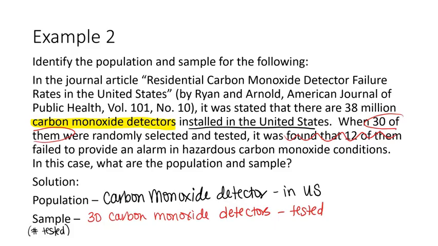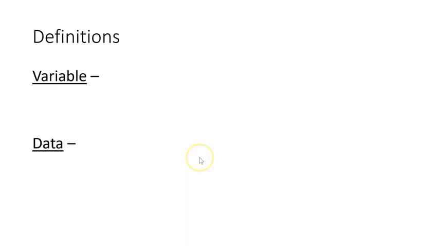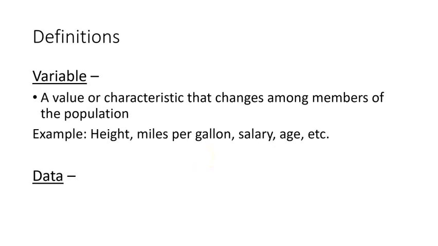With that, let's go ahead and talk about a few more definitions. Variables versus data. So a variable is a value or a characteristic that changes among members of a population. A variable is usually what we want to study, right? Your height, miles per gallon for your vehicle, your GPA, your salary. It's some variable, some value, or some characteristic that changes from you to the next person.